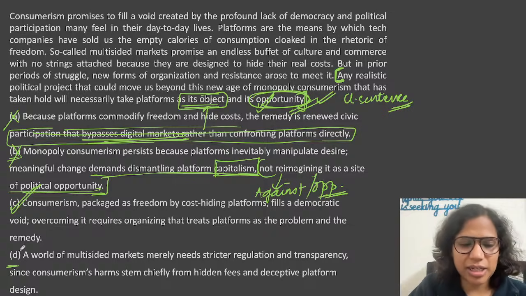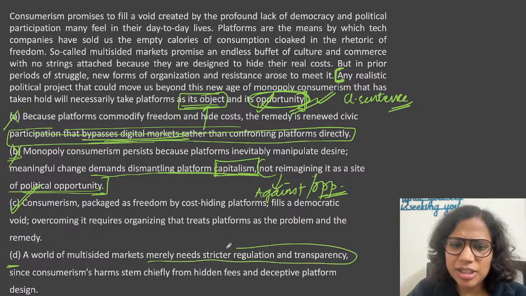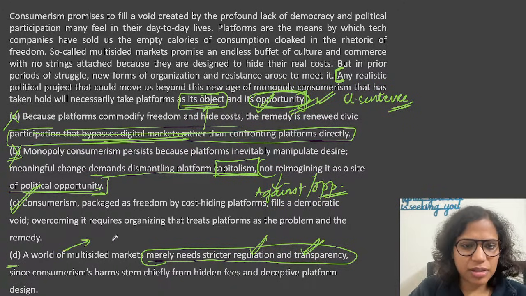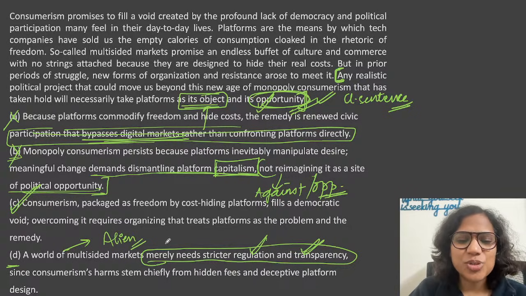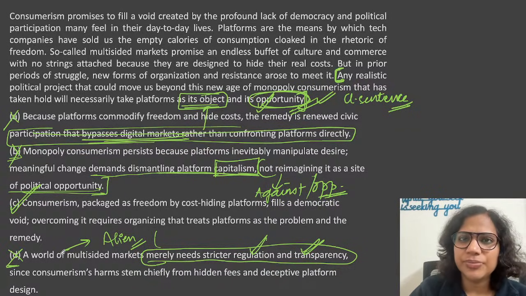I'll explain the paragraph as well, Simran. It merely needs stricter regulation and transparency, since consumerism's harms stem chiefly from hidden fees and deceptive platform design. Is this given in the paragraph that it needs stricter regulation and transparency? ये है paragraph में. Not given in the paragraph. This is alien to the paragraph, है ना? So I can't go beyond what is given in the paragraph in a ParaSummary question. मैं उसके beyond नहीं जा सकती हूँ, ठीक है?